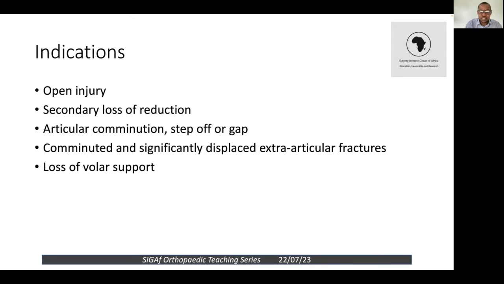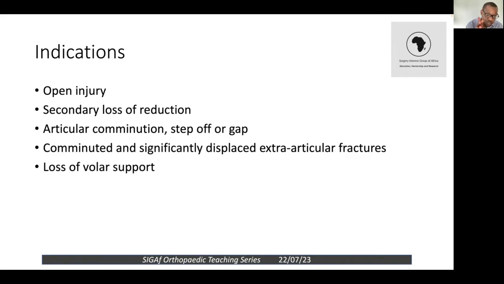And fractures that are significantly displaced, if they're extra-articular or even if they're comminuted as well, because unfortunately, it's difficult to hold and restore radial height in fractures that have significant comminution because there is no buttress, and that's usually been lost as well. If there's a loss of volar support, so those fractures that I've described, the Barton fractures and the Smith fractures that are volarly displaced, they tend to usually just require surgical intervention.